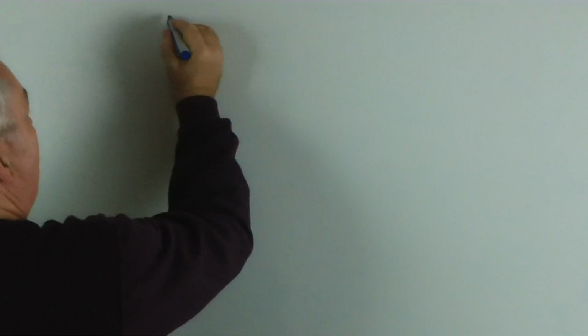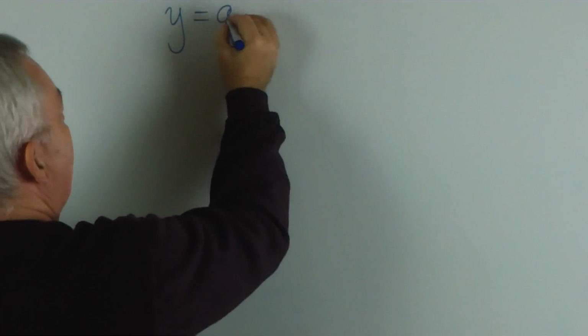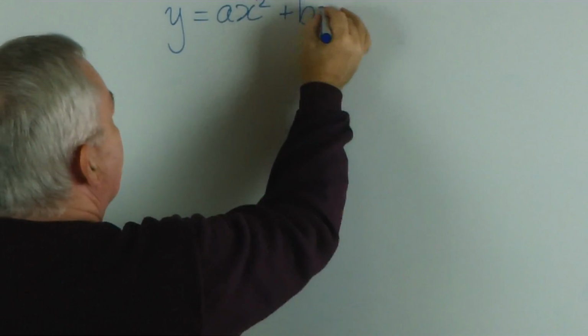So what I propose to do is to write up the general quadratic equation and to derive the formula from it. When I've finished doing that, I'll explain how to memorise it and learn it well. So let's get started. The quadratic equation is y equals ax squared plus bx plus c.